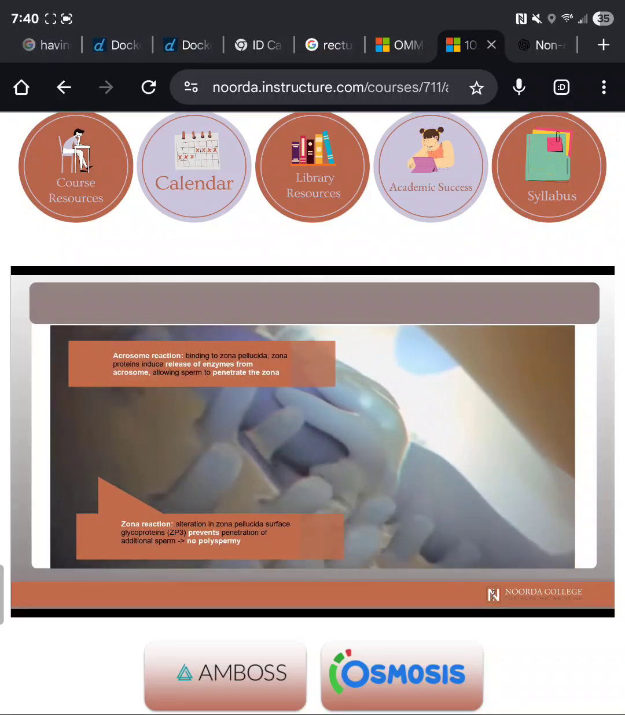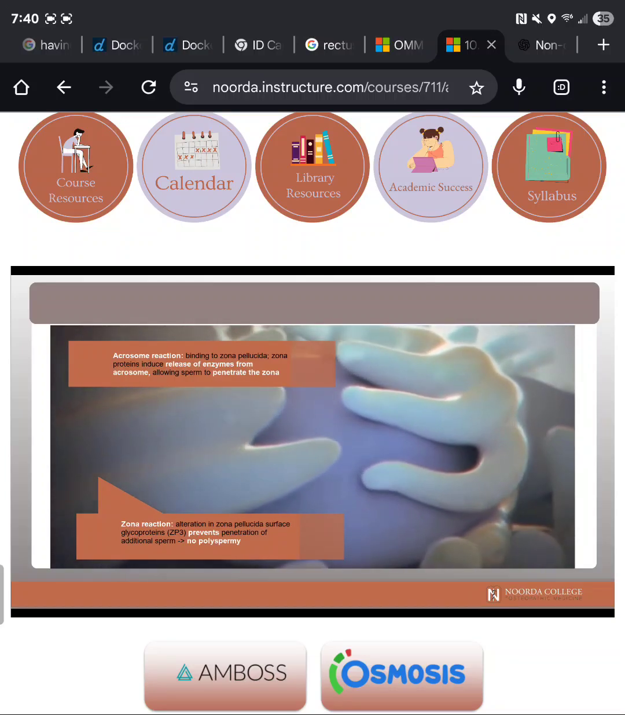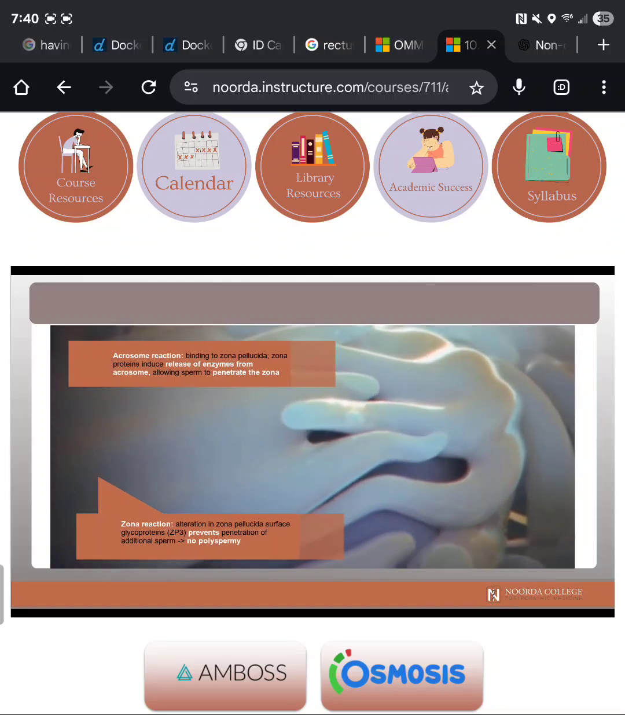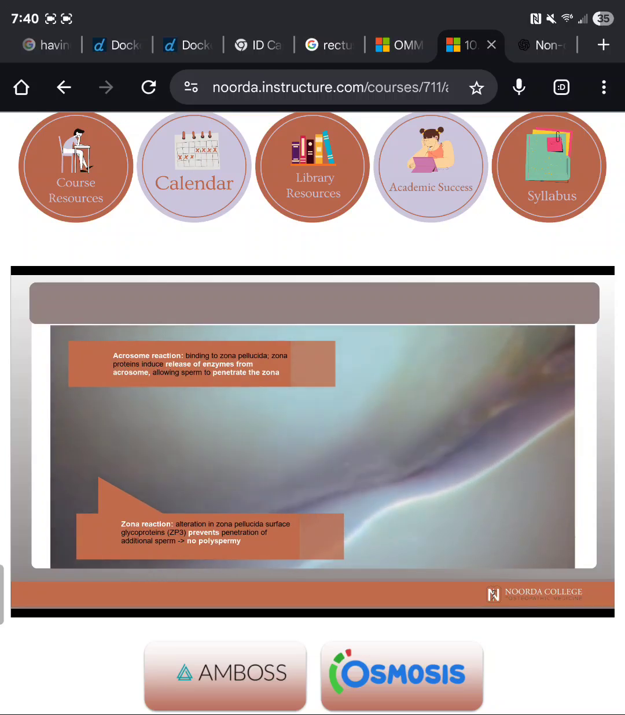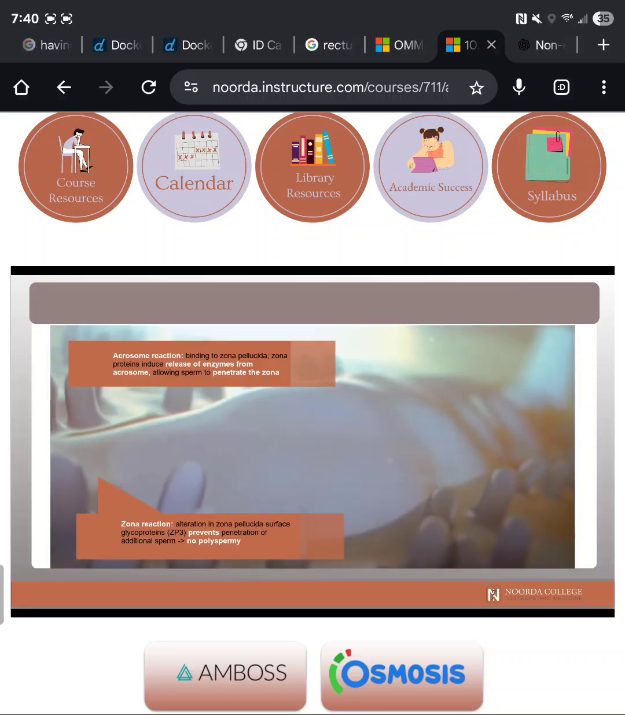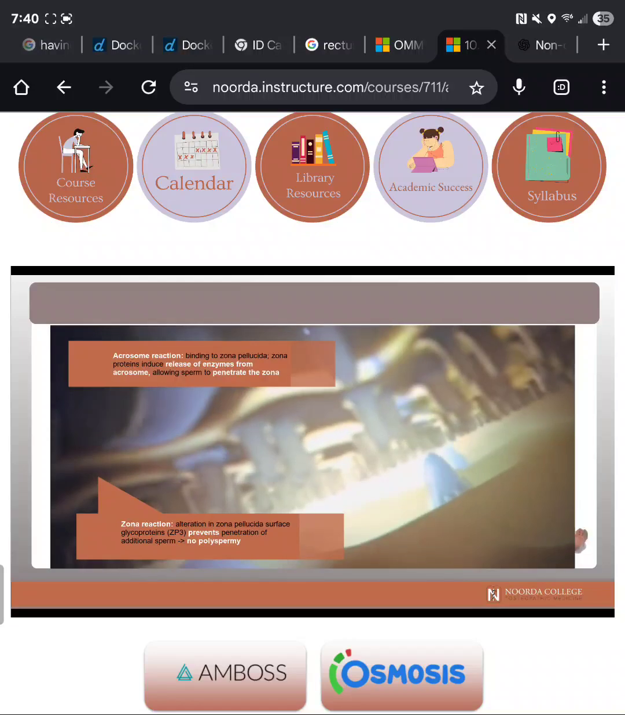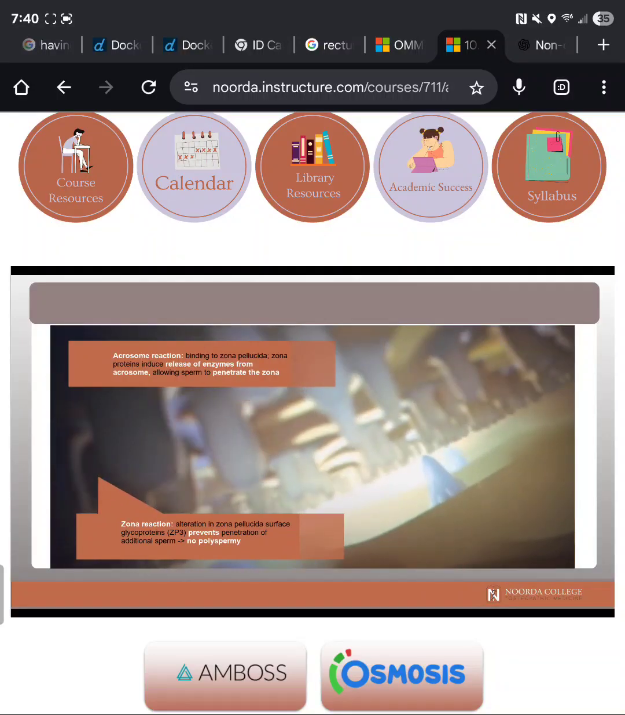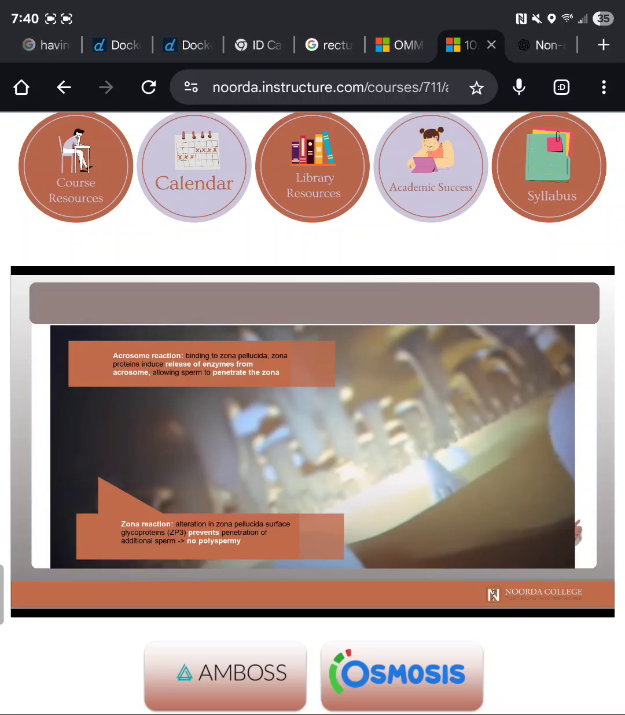Now, this zona reaction is extremely important. The reason for this is that the alteration in the zona pellucida surface glycoprotein, specifically the ZP3, prevents the penetration of additional sperm. So it basically says, all right, we're closed for business, all right? This is it. Once sperm's gotten through, we're not letting anyone else through. This prevents multiple sperm from entering into the ovum, or what we would call polyspermy.